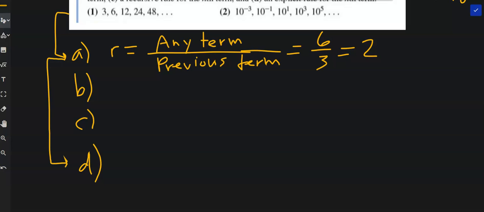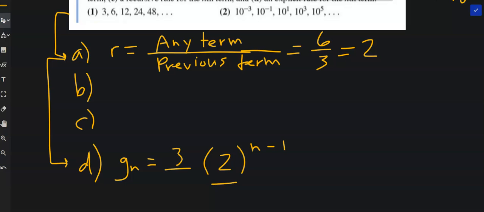Remember, I'm going to drop down to D and do the geometric explicit formula. And we need the first term. The first term here is 3. And the common ratio is 2. That gives you your explicit formula.